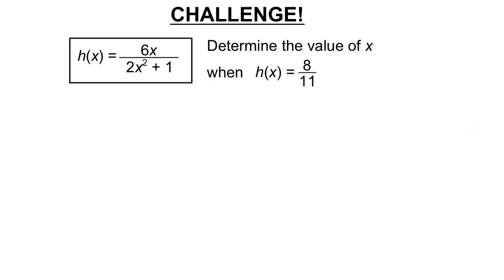And if I still haven't stumped you yet, try this challenge problem. Here's a function h of x. It's equal to 6x divided by 2x squared plus 1. Determine the value of x when h of x is equal to 8 over 11. So this time we're working backwards actually. We know the output, we're trying to find the input. So if you're up for the challenge, you can pause the video and try this on your own and then see how you do.